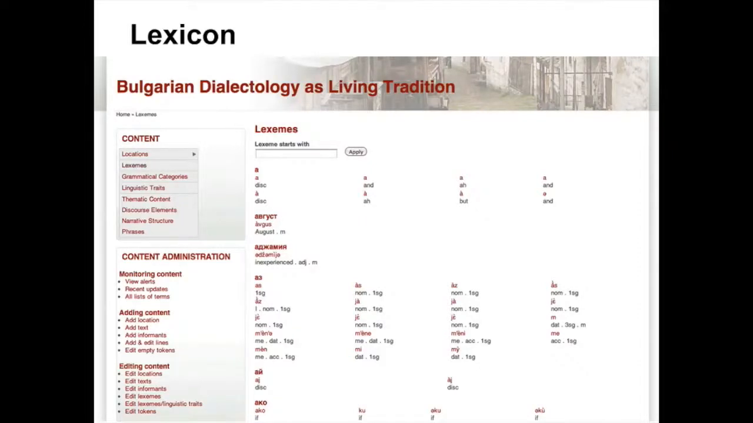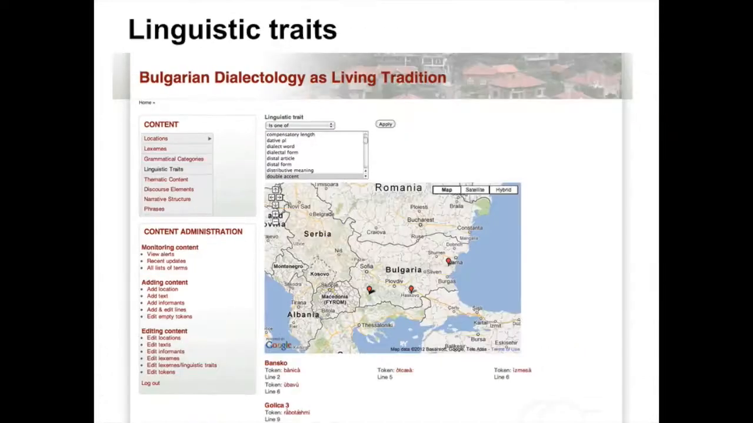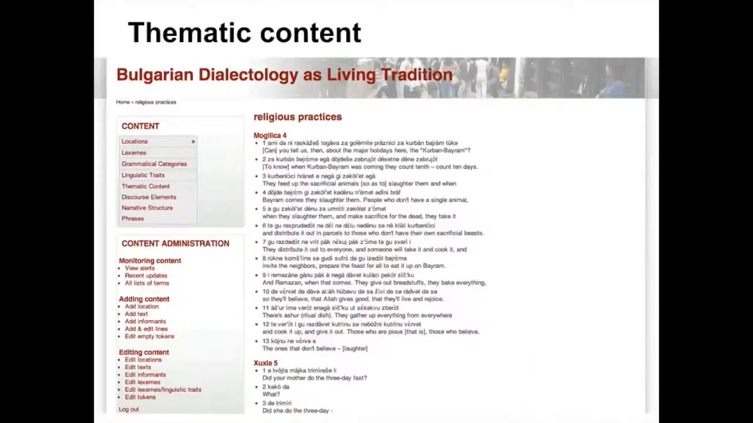You can see all the different forms of a given word and where they occur. You can use this grammatical categories interface to filter the words by ones that match certain properties. And then you can associate that with a map to see all the places that, in this case, have a double accent and what text they occur in.